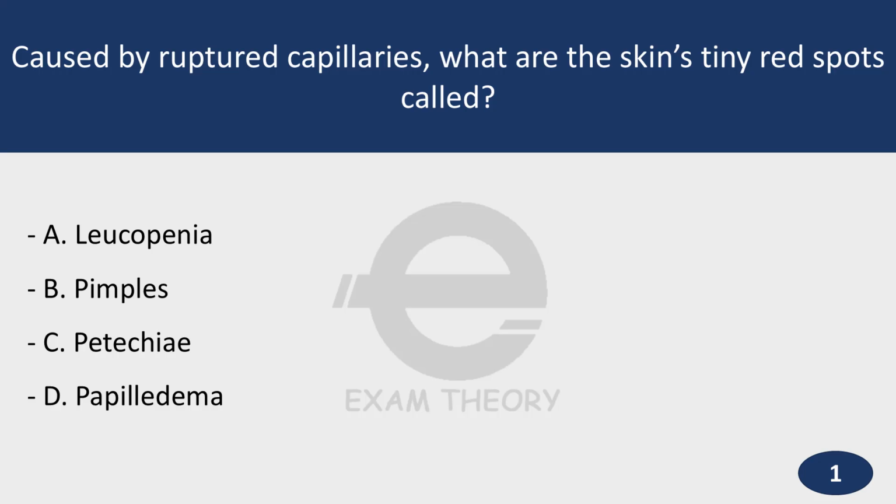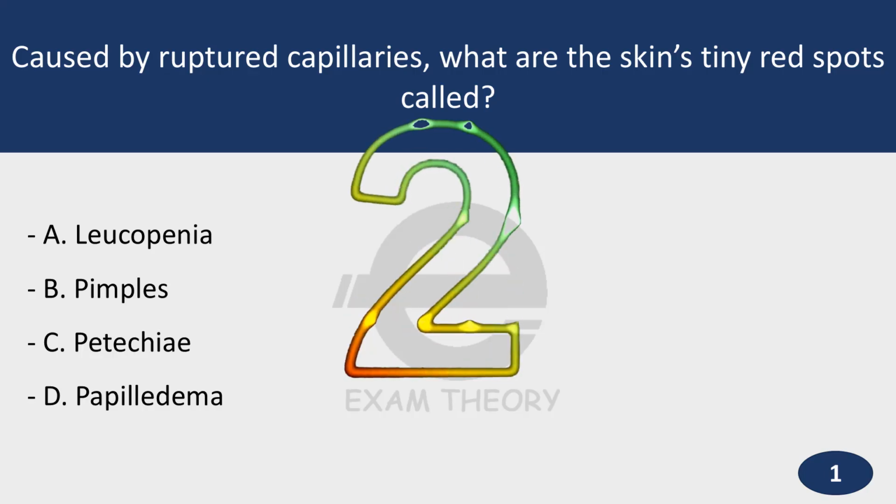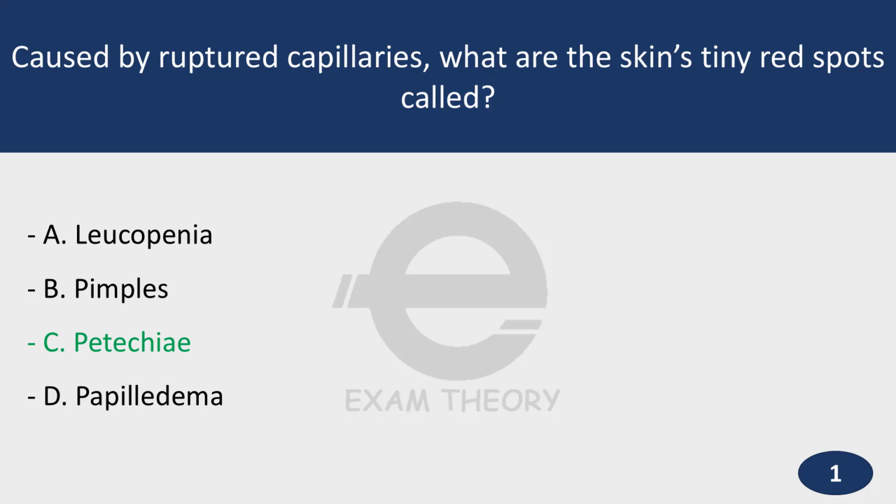Caused by ruptured capillaries. What are the skin's tiny red spots called? A. Leukopenia. B. Pimples. C. Petechiae. D. Papilledema. The correct answer is C. Petechiae.